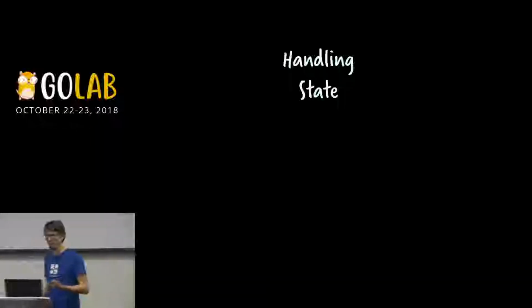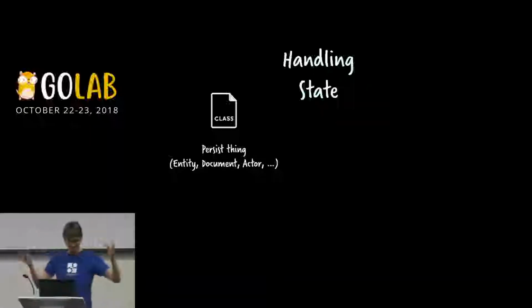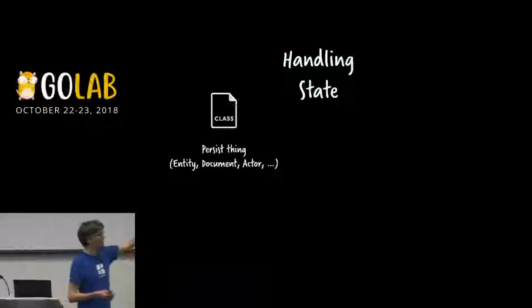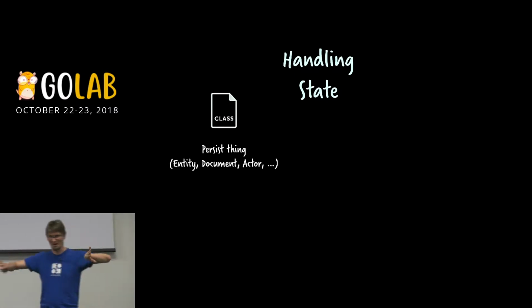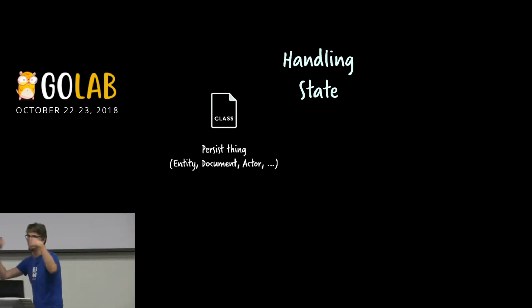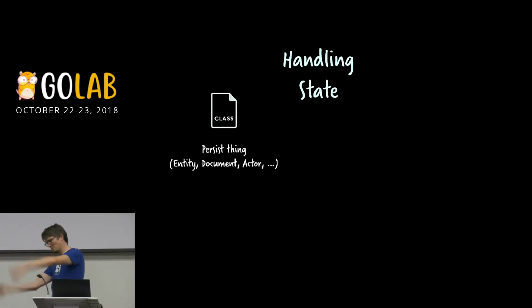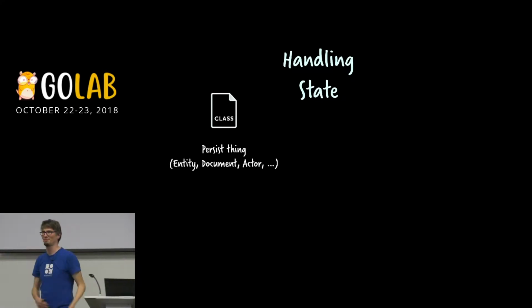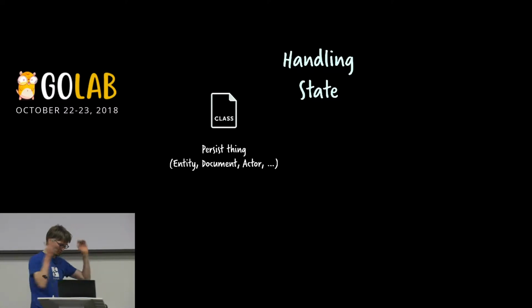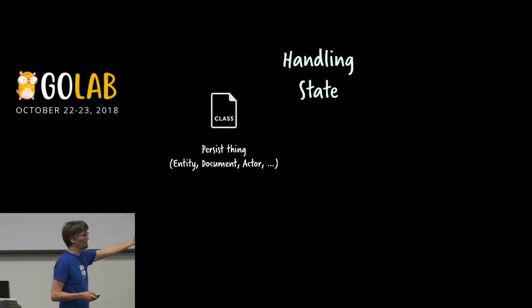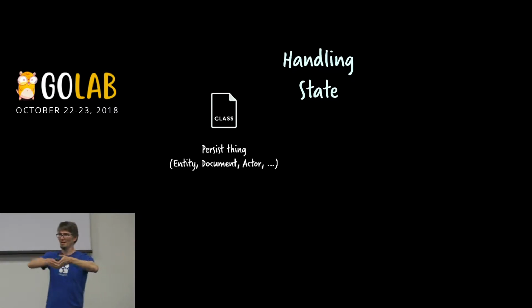So handling state. And handling state, I mean, it's 2018, so handling state shouldn't be that hard. We have a lot of possibilities, so I normally call it a persistent thing to abstract from that. It might be an entity, it might be a database table, it might be a document store, it might be a persistent actor if you fancy that. So I don't care, actually. It's something you have under your control, you persist it somewhere, and you can load it later on. That's persistent.